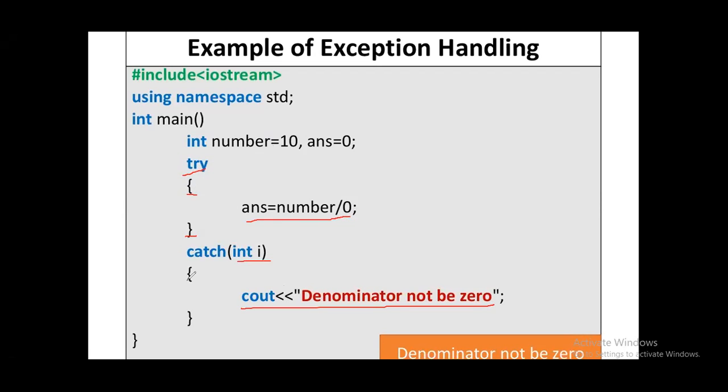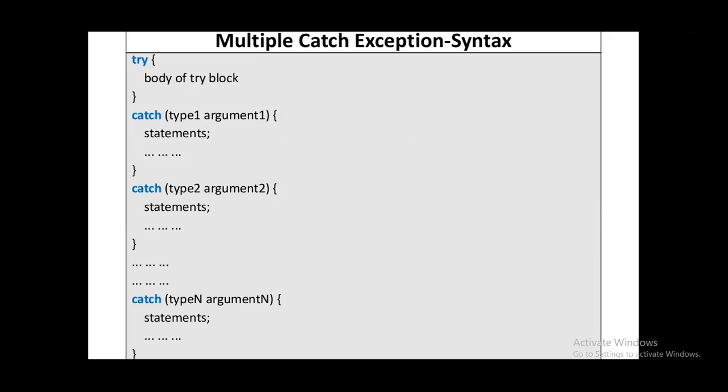So in short, we'll start from here. As soon as the user gives 0, it will pass the code to this line, and then it will print denominator cannot be 0. Now the reason for having this structure, if we go back, is that sometimes it can happen that from a single line we can have multiple types of error.